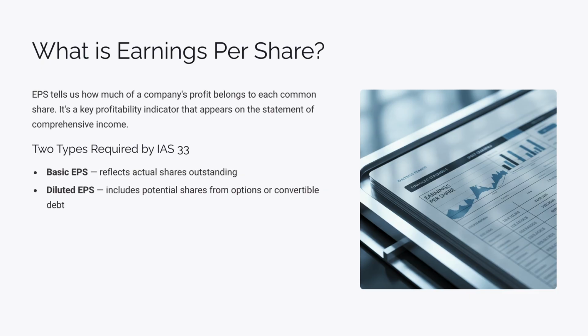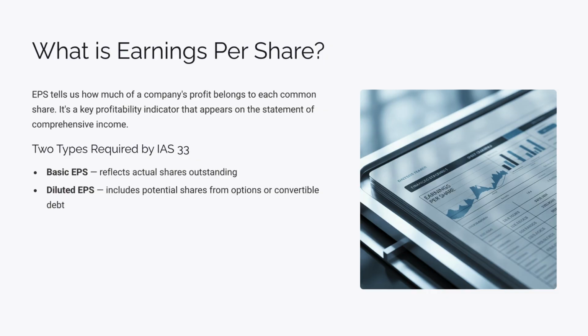All right, let's start with the basics. Earnings per share, or EPS, tells us how much of a company's profit is attributable to each common share. In simple terms, it answers the question, if the company earned X dollars this year, how much of that belongs to one common shareholder? EPS is a profitability indicator, and it's particularly important for publicly accountable enterprises under IFRS. That's why it appears right on the face of the Statement of Comprehensive Income, alongside net income.